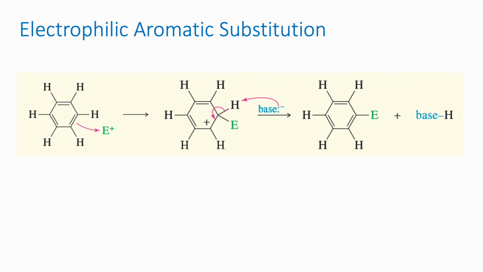So what we've done is we replaced that H with E, so it's a substitution, just like an SN2 reaction, right? We've replaced a group with a new group. We have a leaving group, and we have our electrophile, in this case, the group that we're adding.